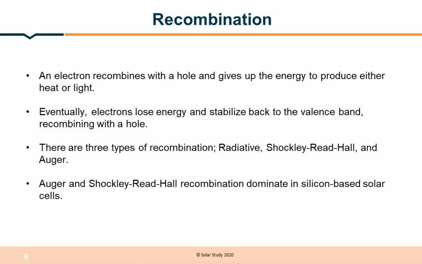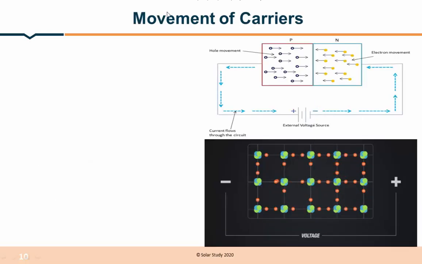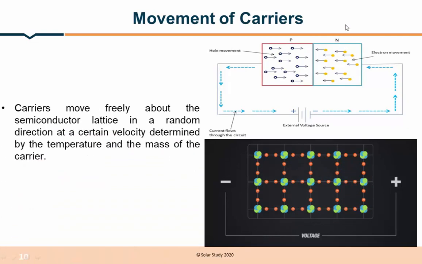There are some scientists whose names are Auger, Shockley and Hall. They made the first silicon-based solar cell. Due to the material lifetime and recombination of electron-hole pairs, they came up with the idea of the solar cell. Let's see how the movement of electrons happens in the p-n junction.